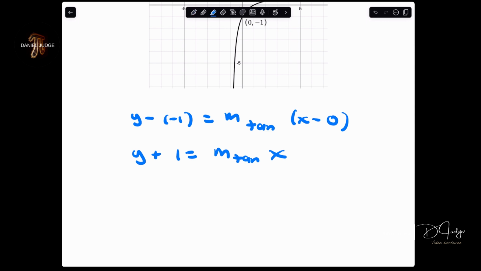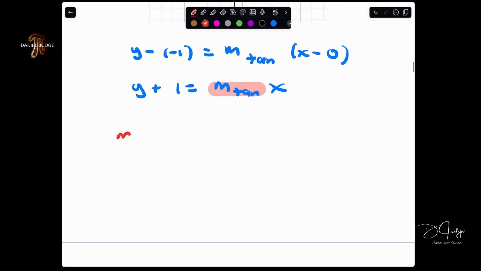And again, what we need to end up with getting is m tangent again. So let's write down the definition of m tangent. That's the slope of the tangent line. It is that first derivative. Okay.